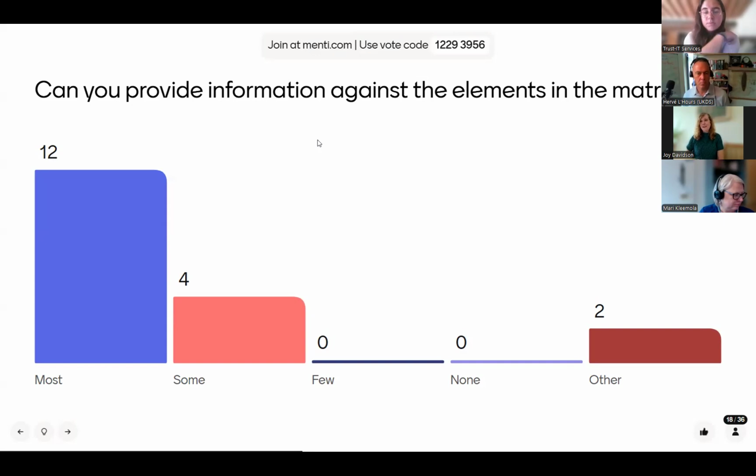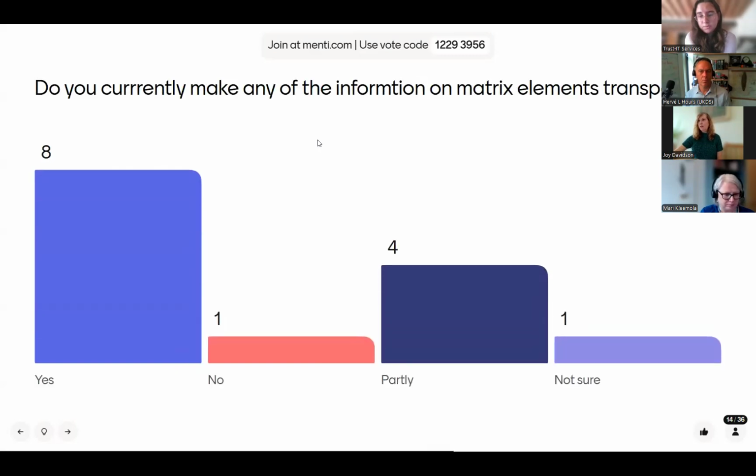So again, we would be very grateful if people who do have any information that they can share against elements in the matrix, if you could take a few minutes. You wouldn't have to complete the whole thing, but as Hervé said, anything that you can share would be gratefully accepted by us and useful for the further iteration of the model. So I think it's slowed down a little bit, so I will try to go on to the next one. So the next one is, again, sorry for the typo here. I've added 3 R's to currently.